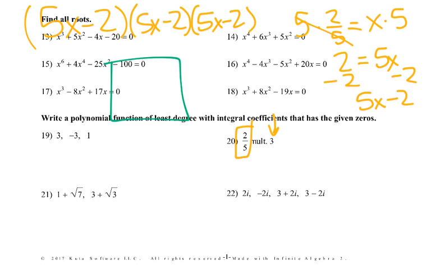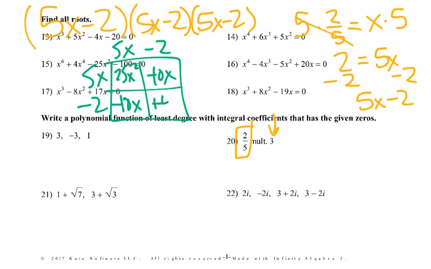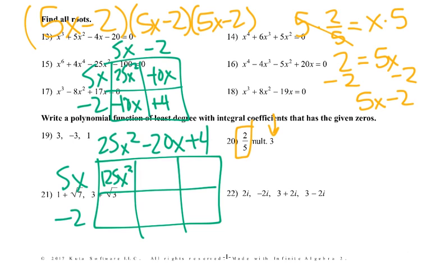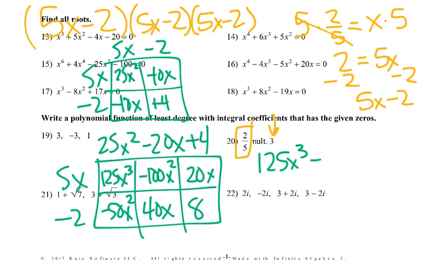Okay, so if we need to, we can do the area model, giving me 25x squared minus 10x minus 10x plus 4. So I get 25x squared minus 20x plus 4, which I then have to multiply by the last one, 5x minus 2. So I get 125x cubed minus 100x squared plus 20x minus 50x squared plus 40x minus 8. So I combine like terms and I get 125x cubed minus 150x squared plus 60x plus 8.